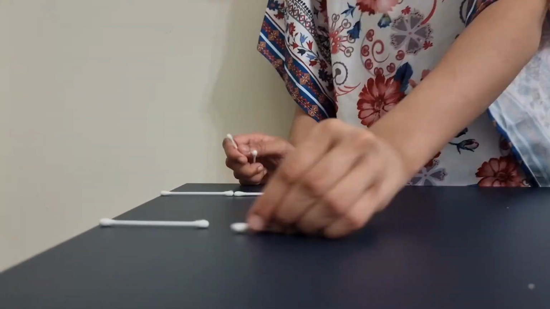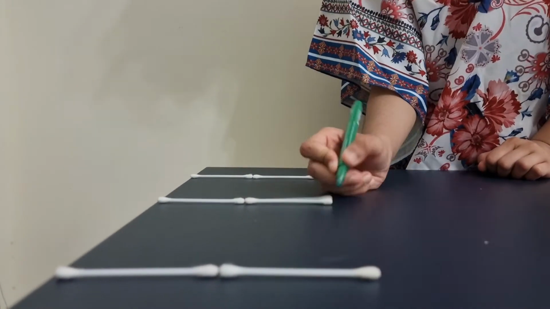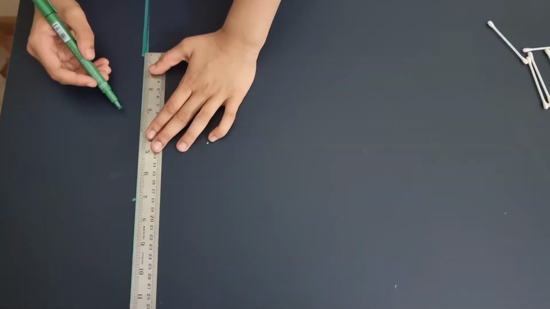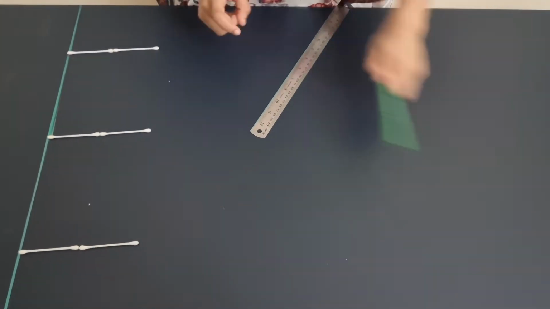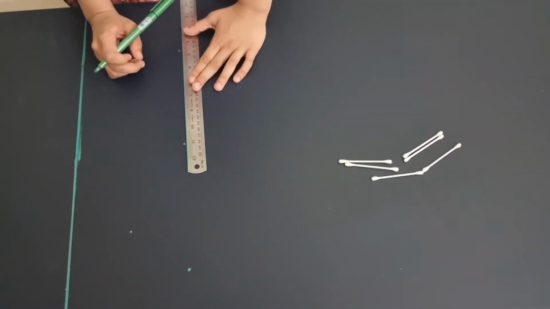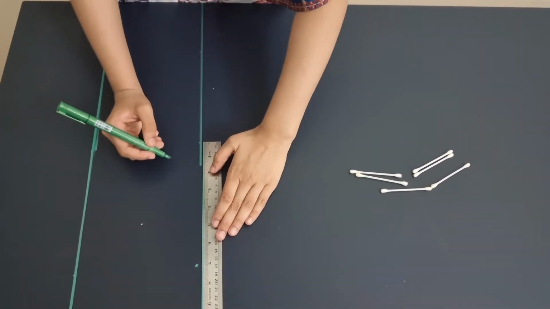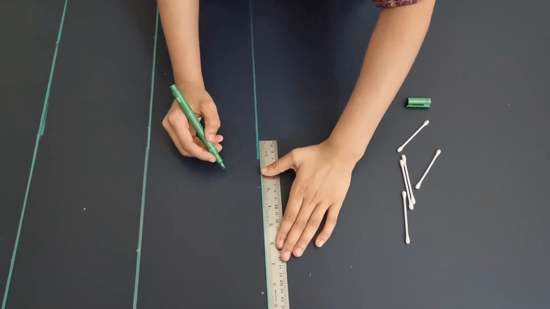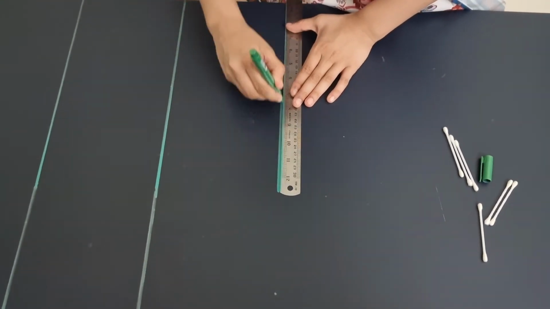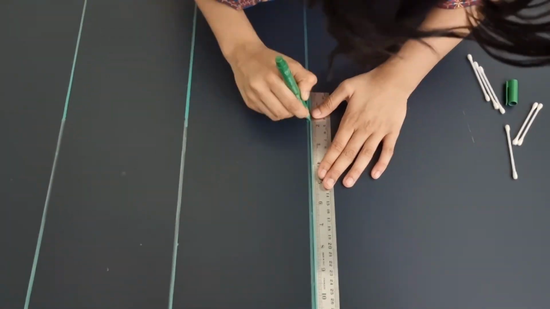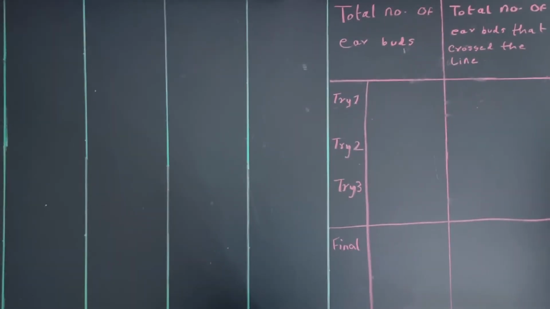Now you need to draw lines across the table. These lines must be parallel and the distance between each two must be equal to 2 times the length of a cotton bud. This is how our Buffon's needle experiment setup looks like.